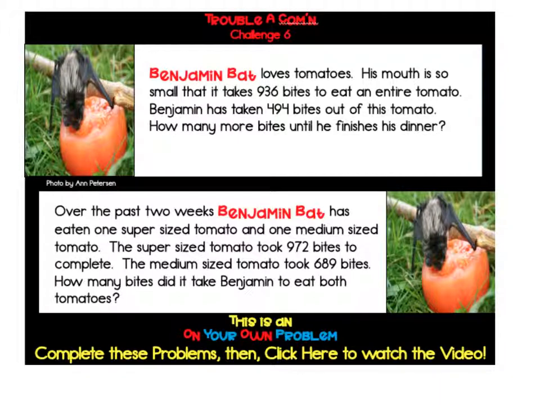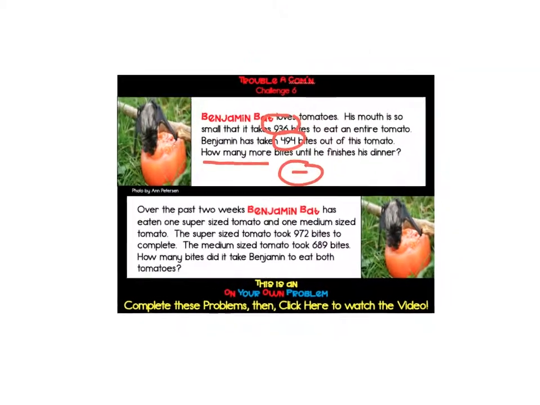Well, here is the key, my friend. How many more means we are going to do subtraction here, my friends. And we're going to take the 936 and we're going to subtract the 494 to figure out how many more bites he needs to take before he finishes his tomato.